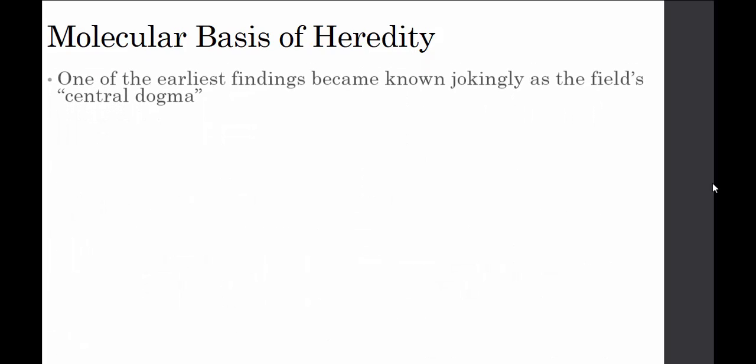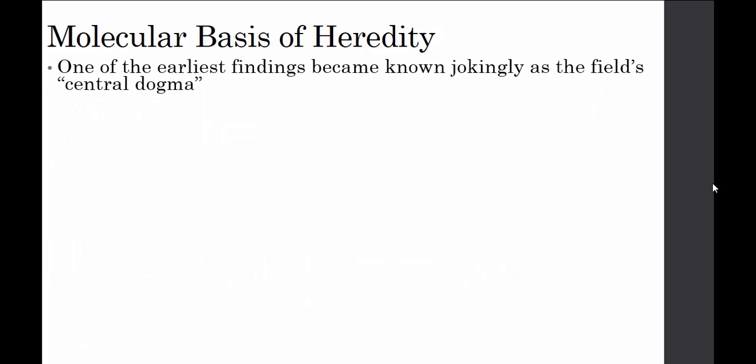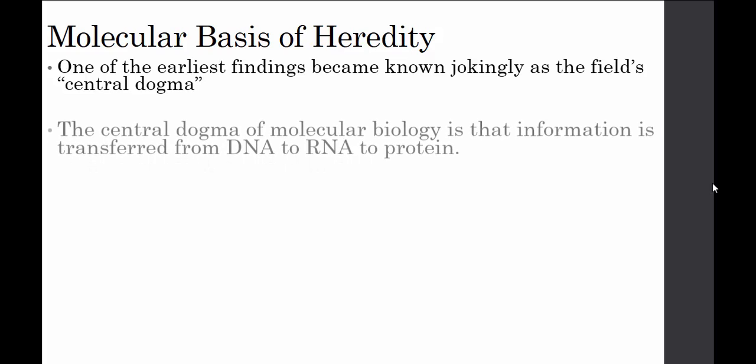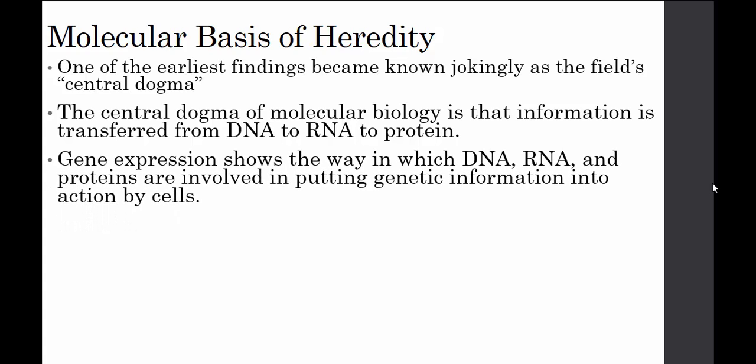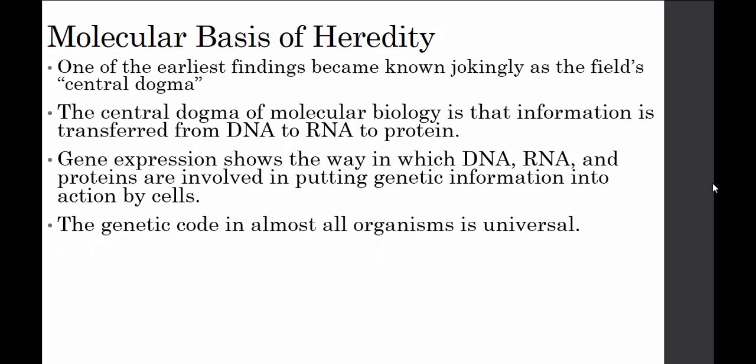All right, so last one. One of the earliest findings became known jokingly as the field's central dogma. Now, the central dogma of molecular biology is that information is transferred from DNA to RNA to protein. Gene expression shows the way in which DNA, RNA, and proteins are involved in putting genetic information into action by cells. The genetic code in almost all organisms is universal.